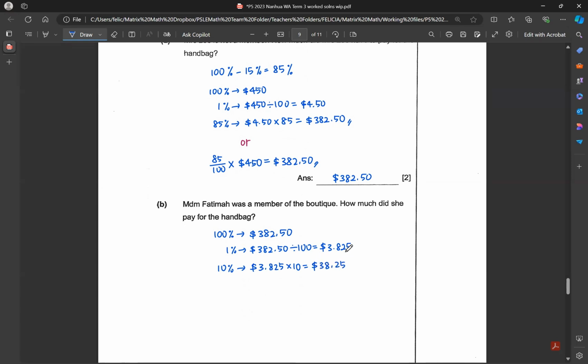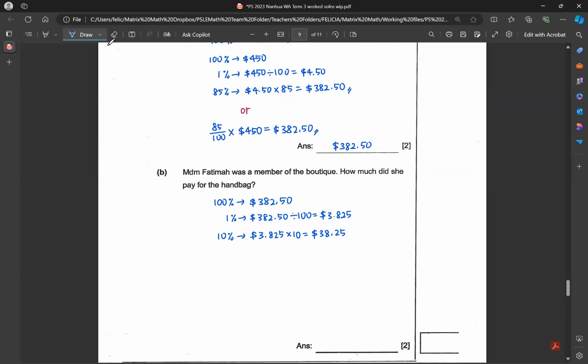So this is the member's discount. I repeat, this is your member's discount. If you're a member, this is the further discount you get to enjoy for the bag.